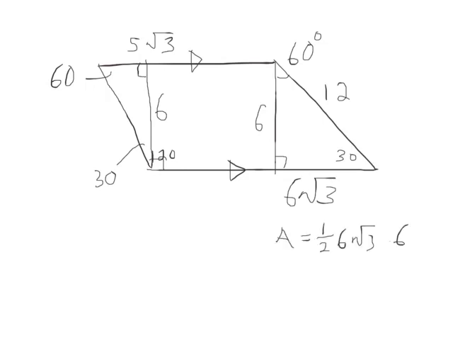So now we can find the area of this triangle over here. It's going to be 1/2 times the base, which is 6 square root of 3, times the height, which is 6, and we get this, and that can simplify to 18 times the square root of 3.